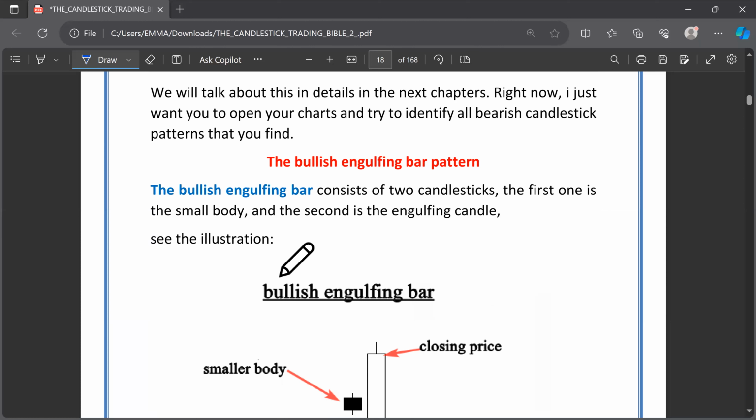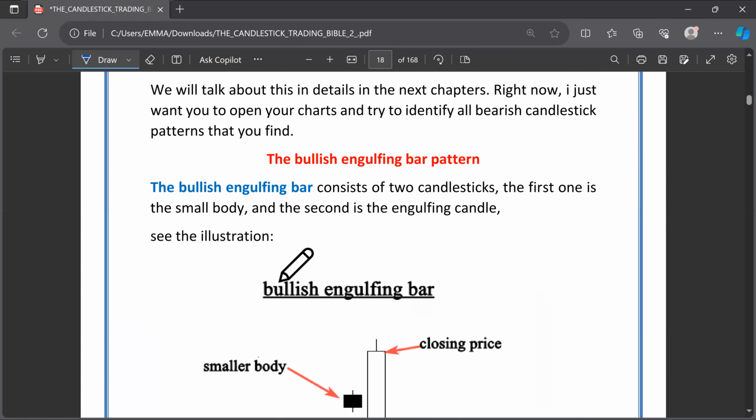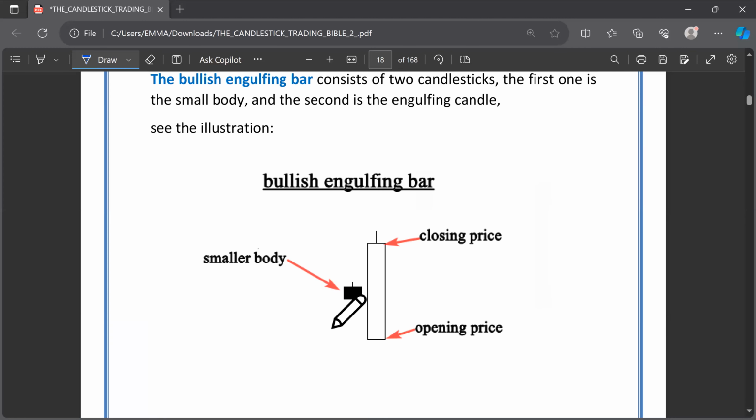So that is it. Now, the bullish engulfing bar consists of 2 candlesticks. The first one is a small body, and the second one is the engulfing candle. Just looking at the illustration, it is simple, right? The opening is here, and the closing is at the top. That makes this candlestick a bullish one, besides the fact that the color is represented with white or maybe green, and here is red or black.